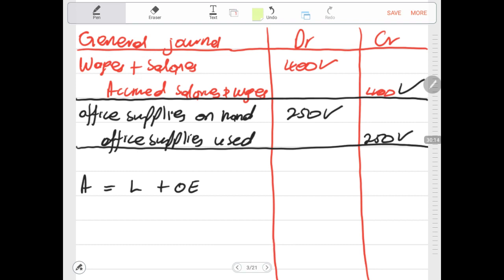Now, I want to start with the first adjustment that I've done. We have wages expenses here as 400. And we know that expenses reduces owner's equity, so the 400 will be recorded here.